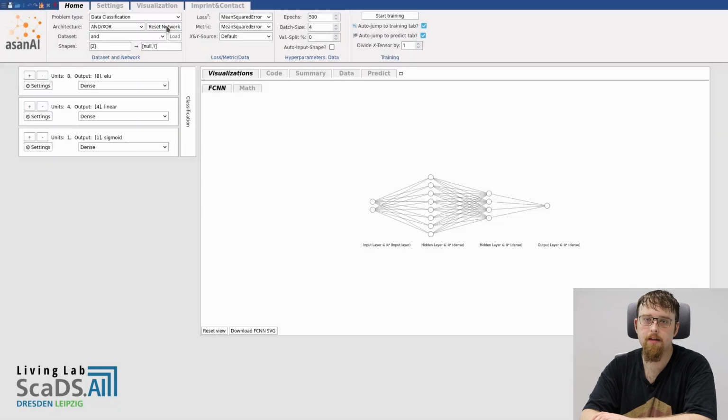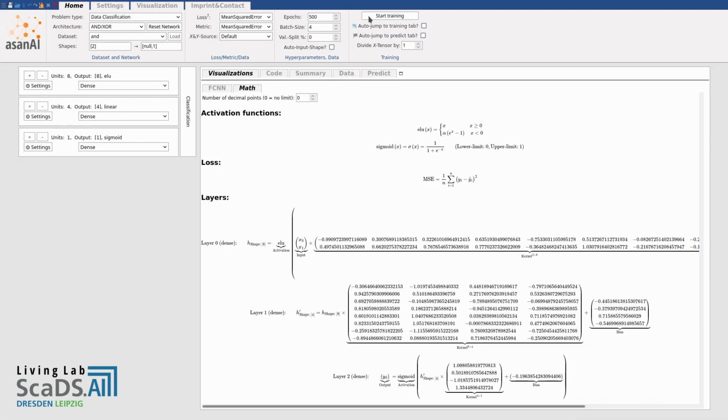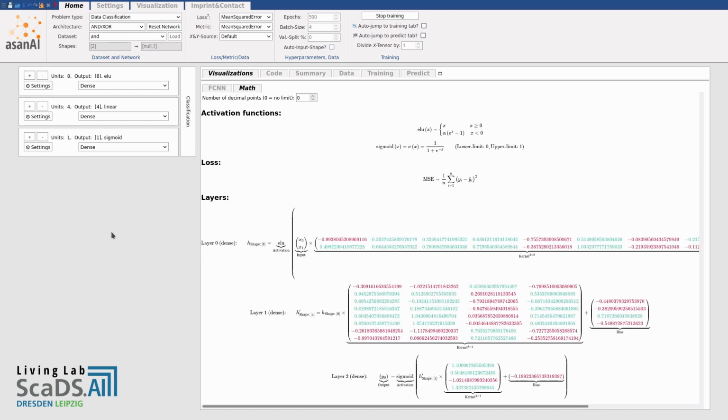In the Math tab, you see the equations of what your network is doing internally. Let's disable jumping to Training and Predict tab and click on Start Training. In this tab, you can follow what your network is doing internally. Numbers that are red are decreasing and green numbers are increasing while training. This can help you understand what your network is really doing.